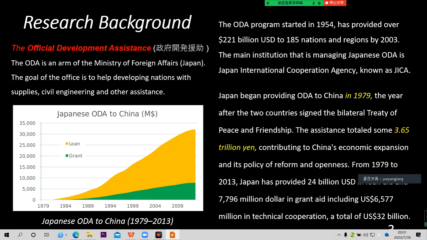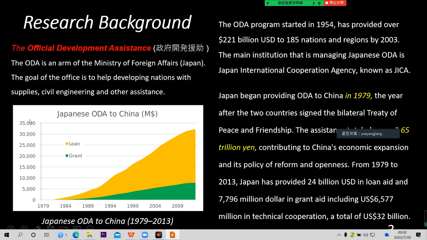Japan began providing ODA to China in 1979, the year after the 2 countries signed the bilateral treaty of peace and friendship. The assistance totaled some 3.65 trillion yen, contributing to China's economic expansion and its policy of reform and openness. From 1979 to 2013, Japan has provided 24 billion US dollars in loan aid and $7,796 million in grant aid, including 60,577 million in technical cooperation, a total of US 32 billion.